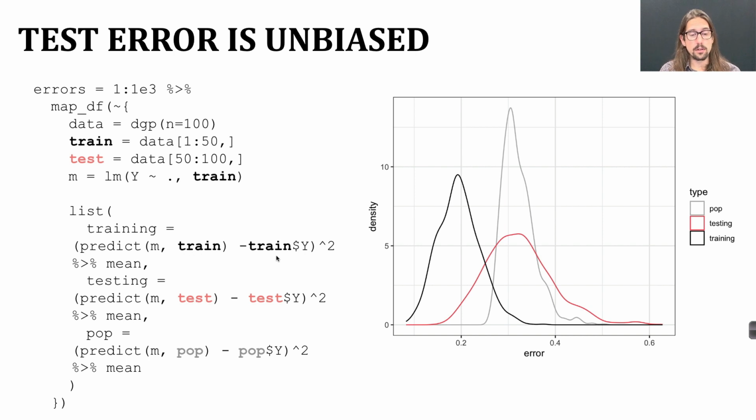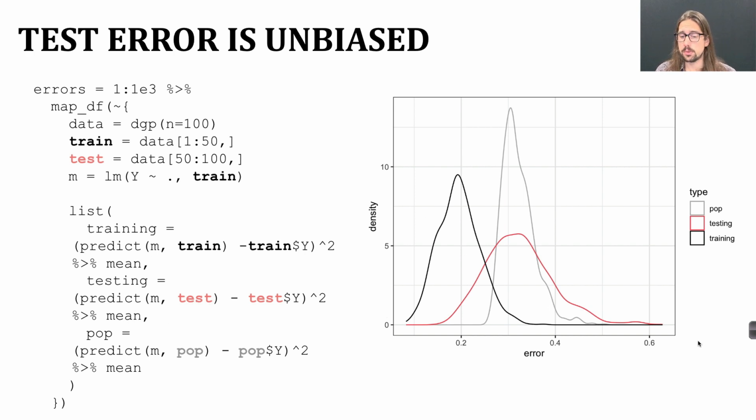So the training error, I calculate based on the training data set. The test error, I do the same thing, I just put the test data here. But notice, again, the test data never went into this LM call. So this model has never seen this test data before. And then for reference, I also calculate the population error again. This is based on some really, really large population data set that I generated outside of this code.